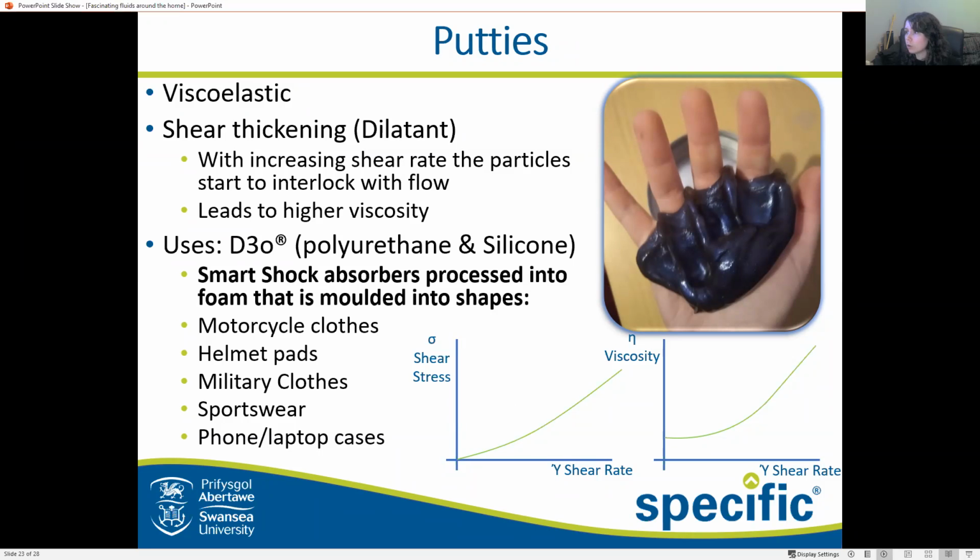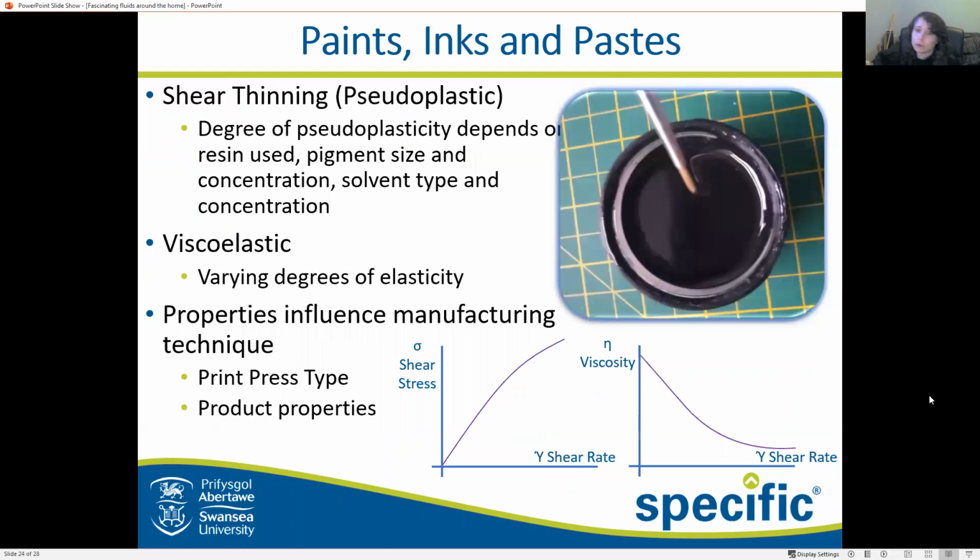But moving on, the fluid, I must admit I know a fair bit amount. So paint, inks and pastes, these are very much shear thinning fluids. So in the case of paint, it's quite beneficial for it to be shear thinning, because when you apply it to, say, your wall, you want it to flow readily when you brush it on to give a nice even coating.